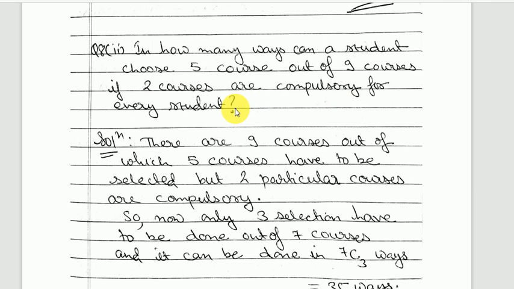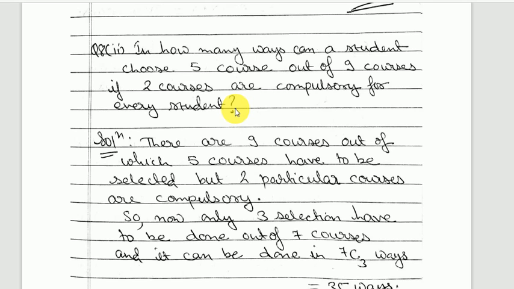Out of those 9 you have to choose 5. Okay, but 2 are made compulsory for you. So there are 9 courses. Out of those 9, 2 are compulsory. And you have to make a choice of 5 courses.